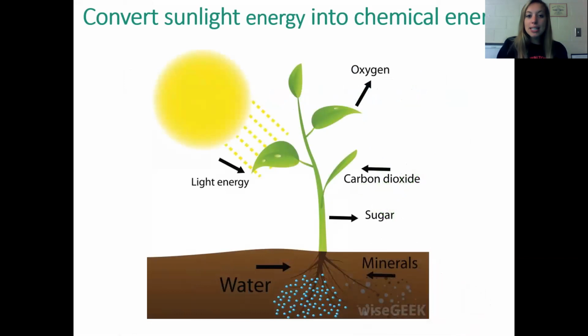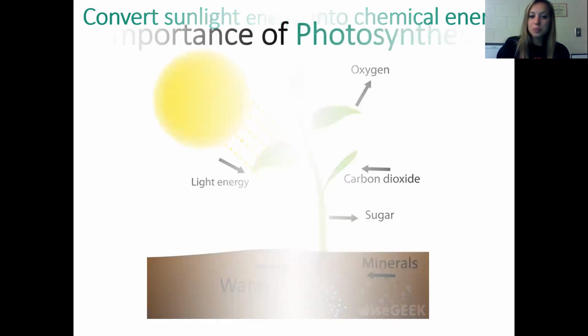All right, so basically, this converts sunlight energy into chemical energy. That's like our whole goal. Just like for cellular respiration, we talked about how glucose is broken down and that turns into energy that our body can use, right? So, photosynthesis is going to convert sunlight energy into chemical energy.